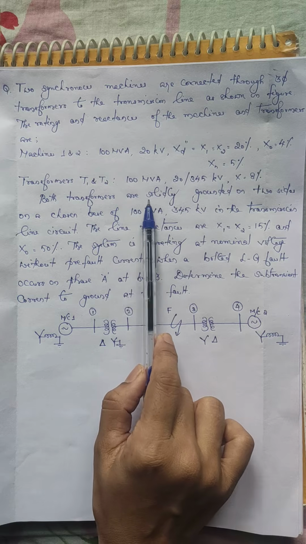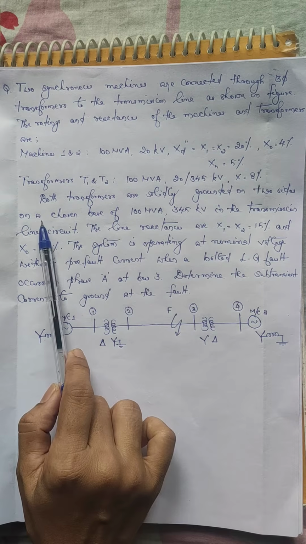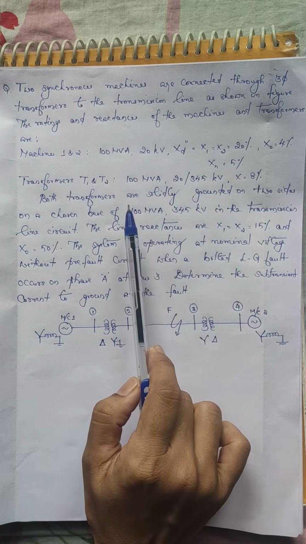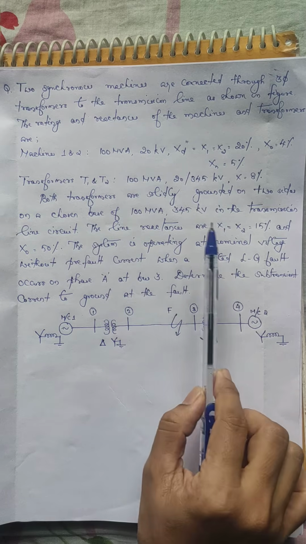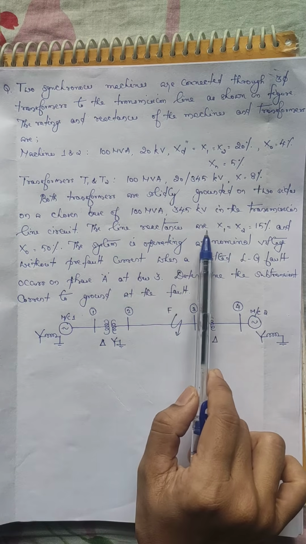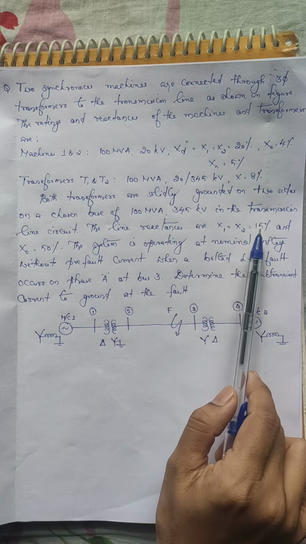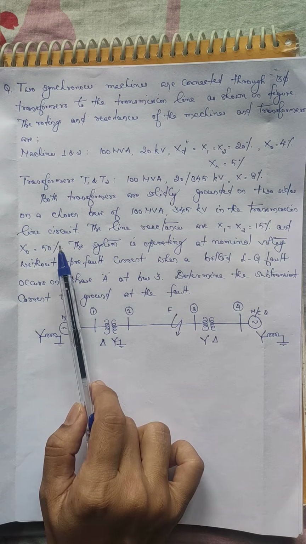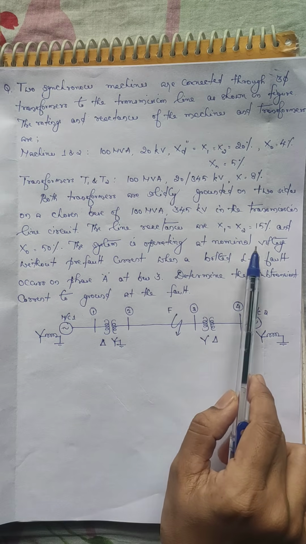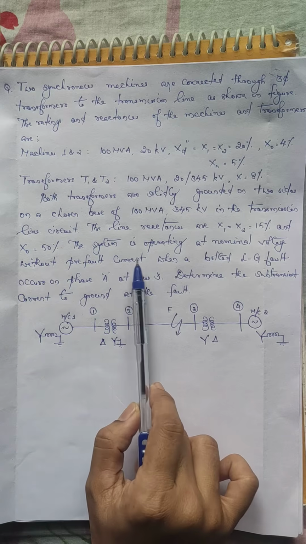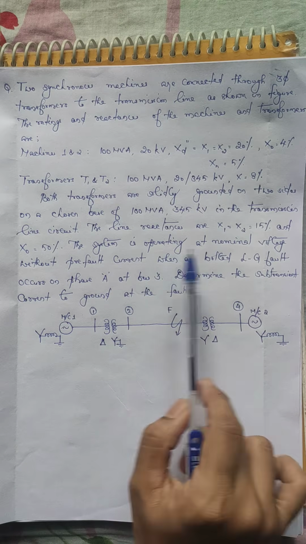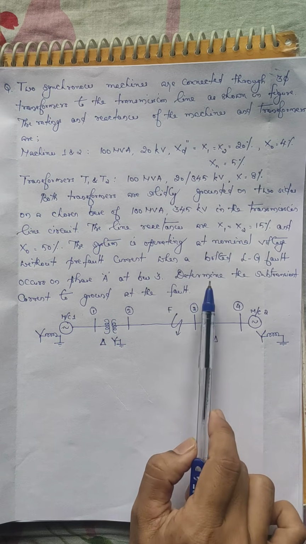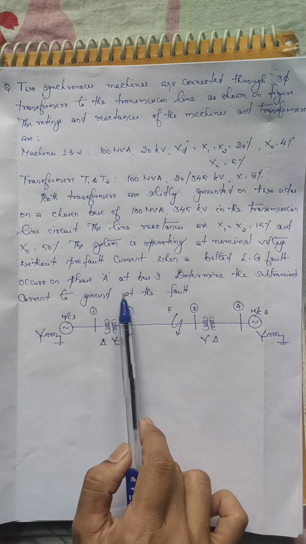Both transformers are solidly grounded on two sides. On a chosen base of 100 MVA, 345 kV in the transmission line circuit, the line reactances are X1 equal to X2 equal to 15% and X0 equal to 50%. The system is operating at nominal voltage without pre-fault current when a bolted line to ground fault occurs on phase A at bus number 3. Determine the subtransient current to ground at the fault.